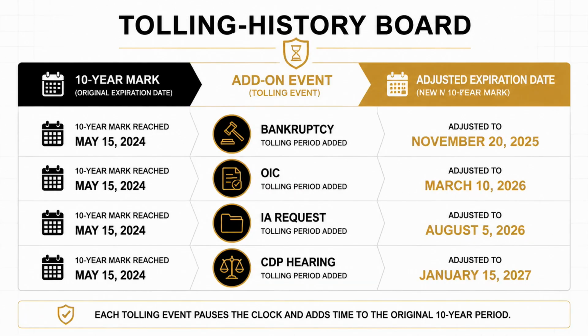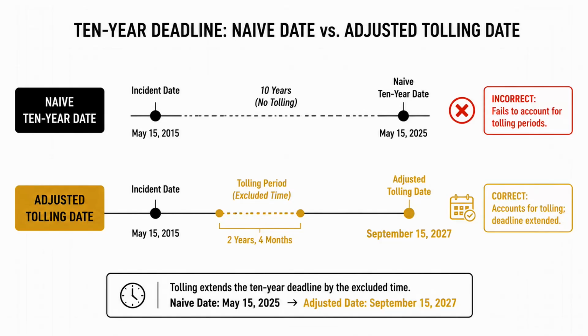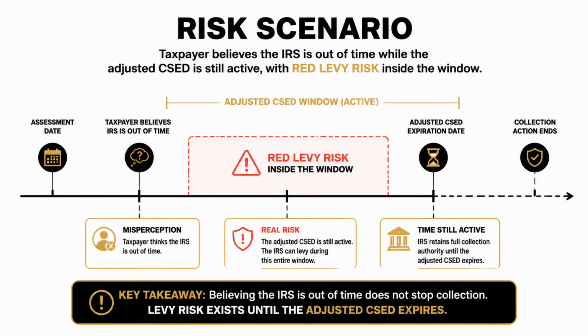Once the installment agreement is active and approved, the CSED resumes running normally, which is different from bankruptcy and OICs where the clock stops for the full duration. But the pending period can still add weeks or months to the back end of your collection statute.